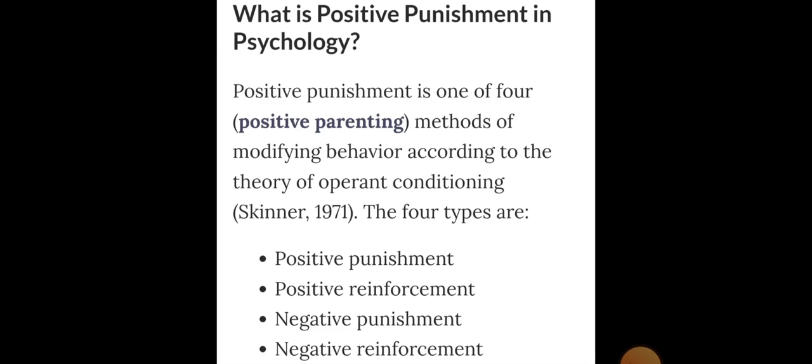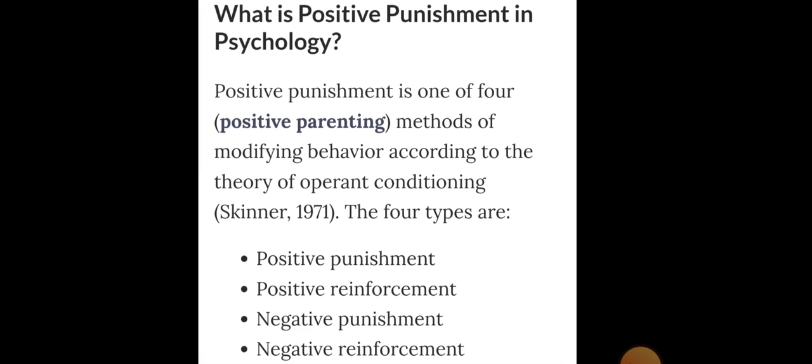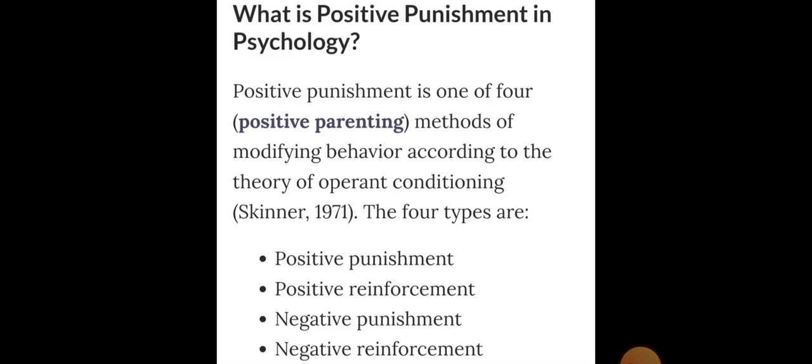What are you talking about? This is a theory. This is the theory of the operant conditioning of Skinner. Remember when we took the examples of the dog and of the mice? So we have here positive punishment, positive reinforcement, negative punishment, and negative reinforcement. Okay, miss, how can we differentiate between the four types? Let's see together step by step.